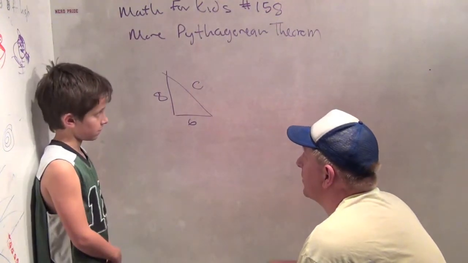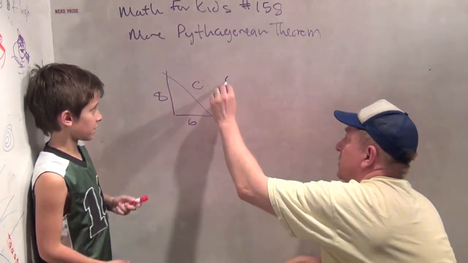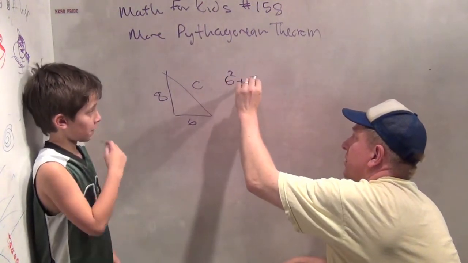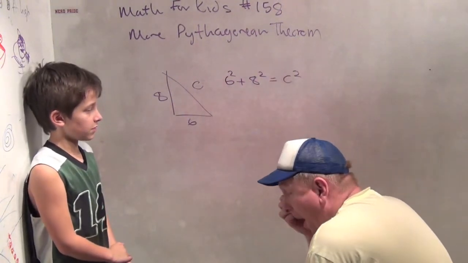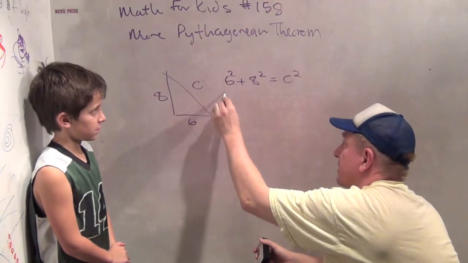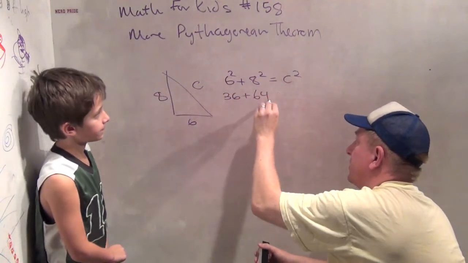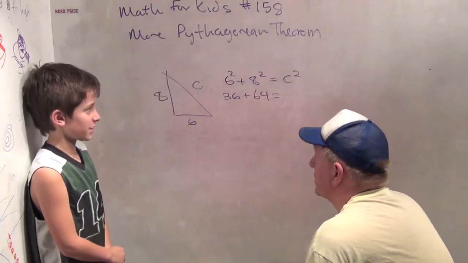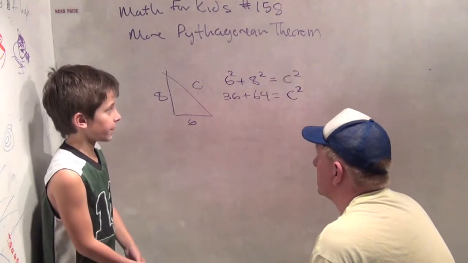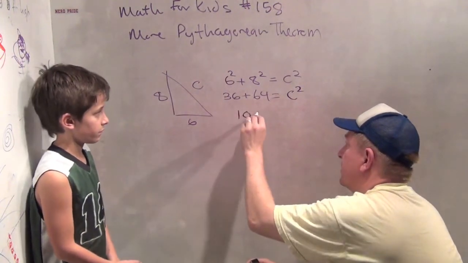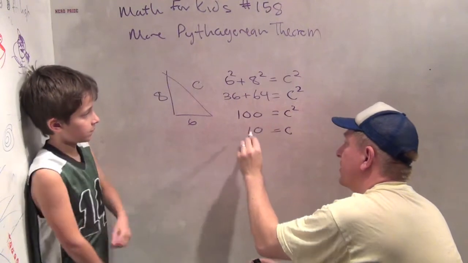Okay, so what does the Pythagorean theorem tell us for this triangle? Well, 6 squared plus 8 squared equals c squared. Okay, 6 squared is 36. 8 squared is 64. So 36 plus 64 is 100. Okay, 100 equals c squared. So c is 10. So c equals 10. Okay, well that worked out real nice.